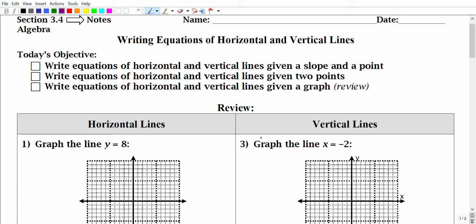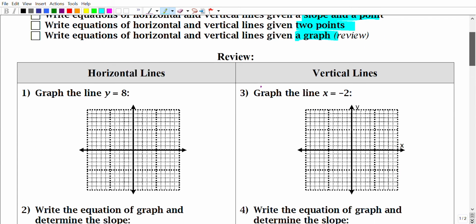So, we are actually going to try to reach these three objectives today. We're going to write equations of horizontal and vertical lines given a slope and a point, given 2 points, and also given a graph. And that's almost a review of a previous section that we did, so we're actually going to start with that.